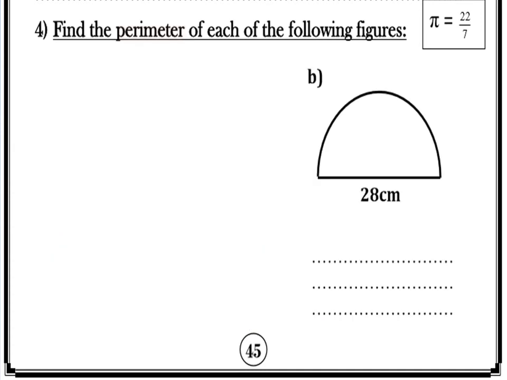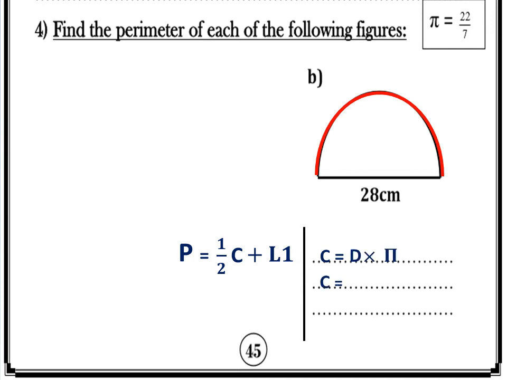And now in letter B, here we have this shape. As we said before, find the parameter. Here we have half circle. So P equals half the C plus line 1, which is 28. Now let's find the circumference first to find the half the circumference. C equals D times pi. C equals, the value of D is 28, this line. So 28 times 22 over 7. Put it on calculator, the answer will be 88.